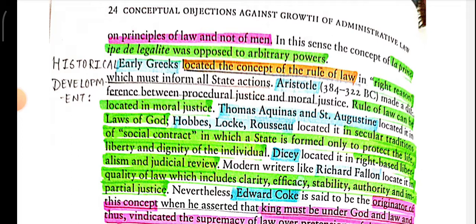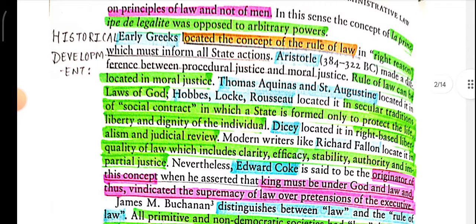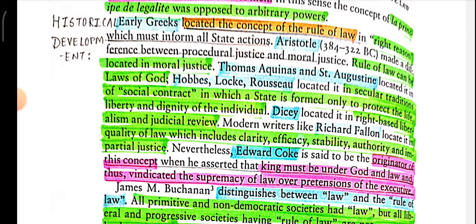Dicey, the father of rule of law, located it in right-based liberalism and judicial review. Modern writers like Richard Fallon located it in quality of law, which includes clarity, efficacy, stability, authority, and impartial justice. Nevertheless, Edward Coke is said to be the originator of this concept when he asserted that the king must be under God and law, and thus vindicated the supremacy of law over pretensions of the executive.